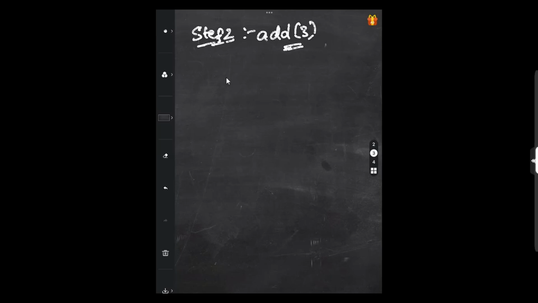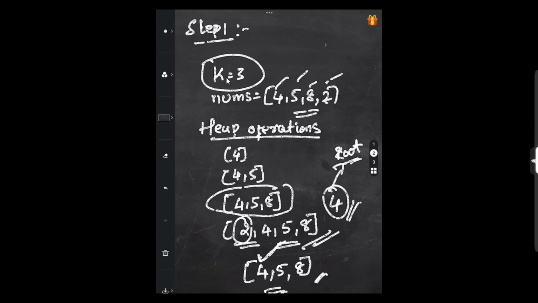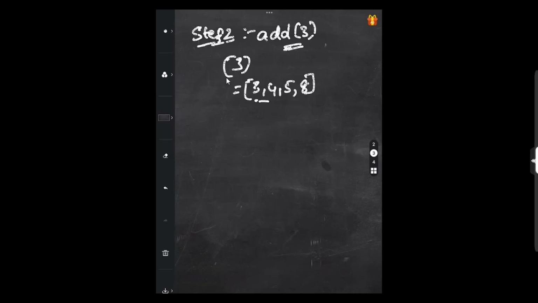First step, we will insert 3 now. We have 4, 5, 8. We are inserting 3 to 4, 5, 8. Now this becomes 3, 4, 5, 8. So previously we can see we have 4, 5, 8, now we are adding 3 here. This becomes 3, 4, 5, 8, and we are removing the smallest element out of this. Again, we are removing 3. Now this will be again 4, 5, 8.